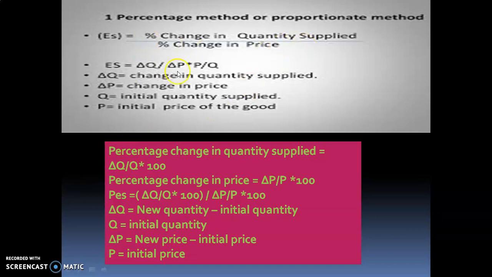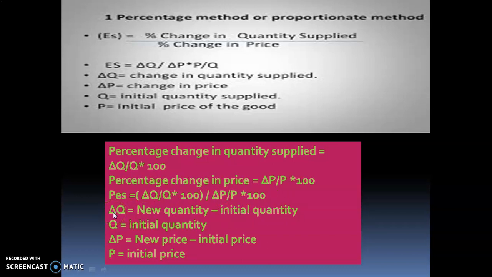Percentage change in quantity supplied is equal to delta Q by Q into 100. Then percentage change in price is equal to delta P by P into 100. So price elasticity of supply is equal to delta Q by Q into 100, whole divided by delta P by P into 100.